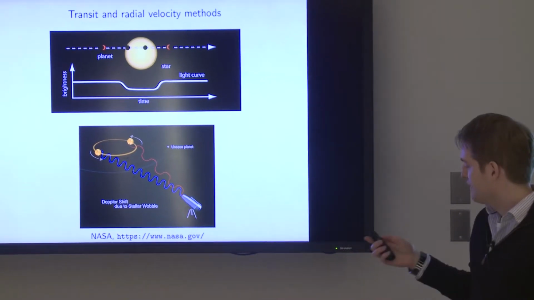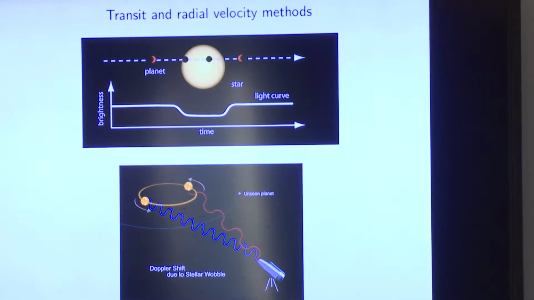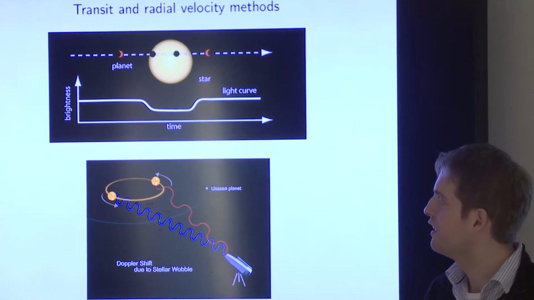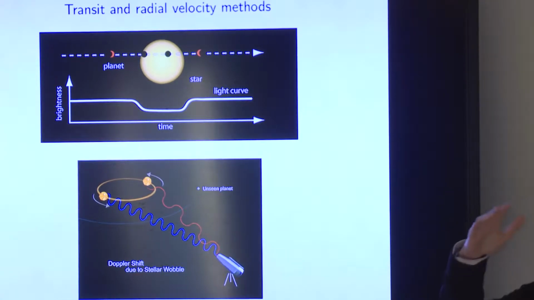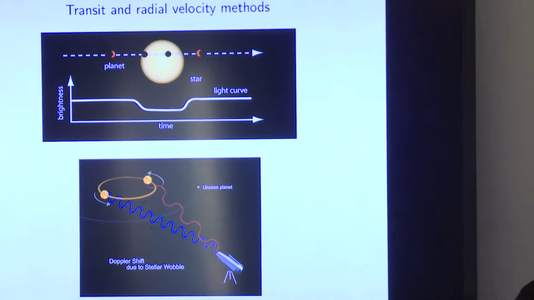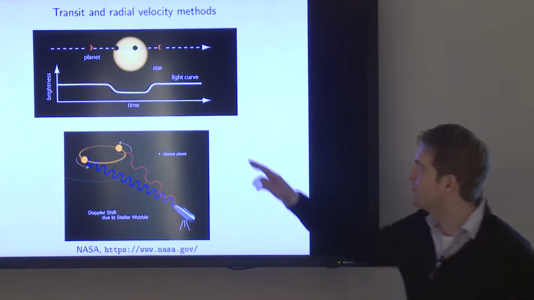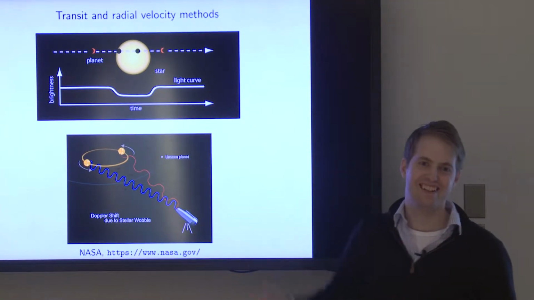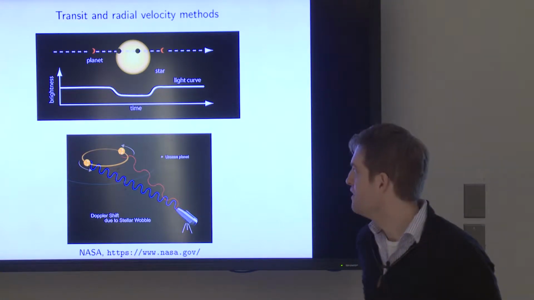Before I get to that, these are the two main ways of detecting planets, which maybe you heard a little about before. The first one is the transit method. The planet passes in front of the star, and the star's light dips. That's what's happening here. And that's very good for working out the radius of the planet, because you can tell the amount of light that was blocked.